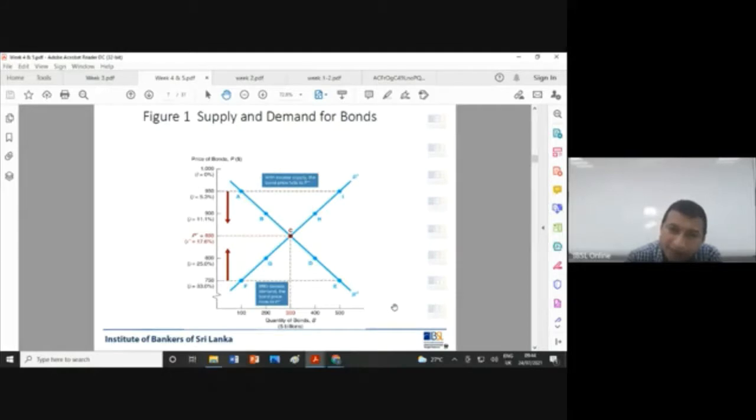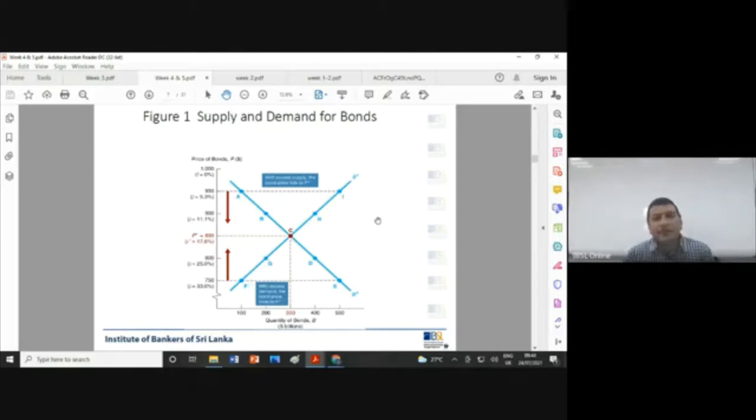So when the prices are low, let's say 750, the interest rate is 33%. Their cost of borrowing or cost of financing is 33%. So they prefer to supply less because it's costly. As the cost reduces, that means the price increases, and the suppliers become motivated.